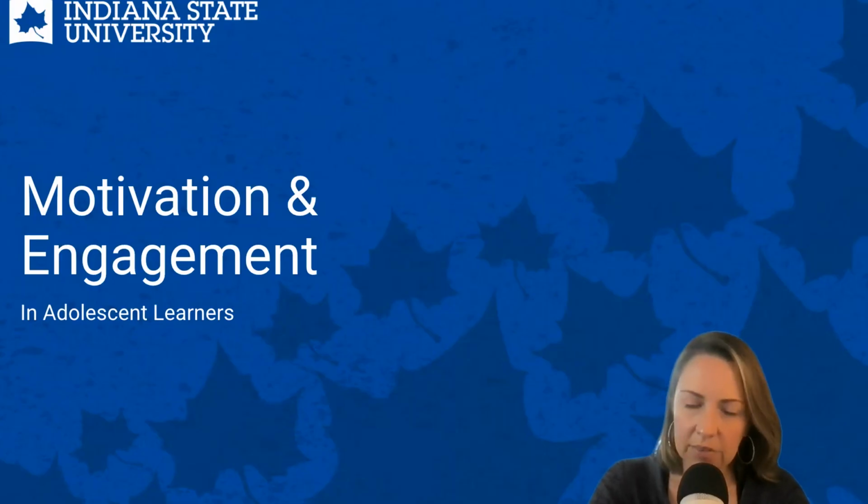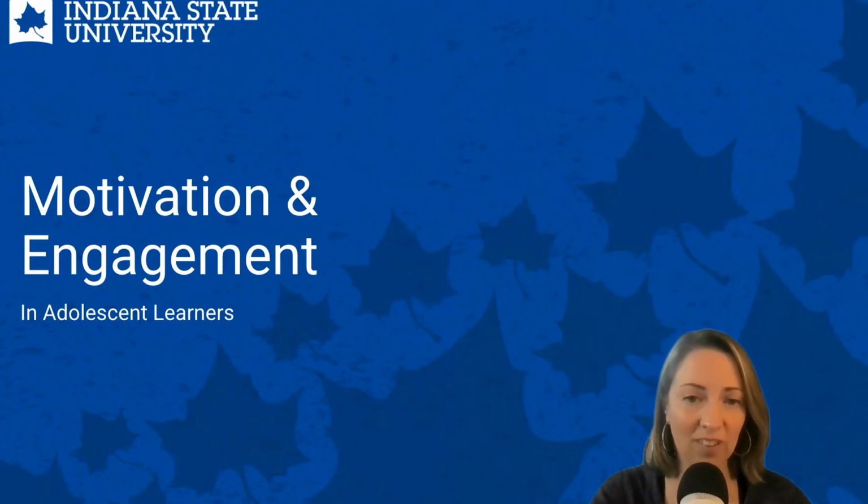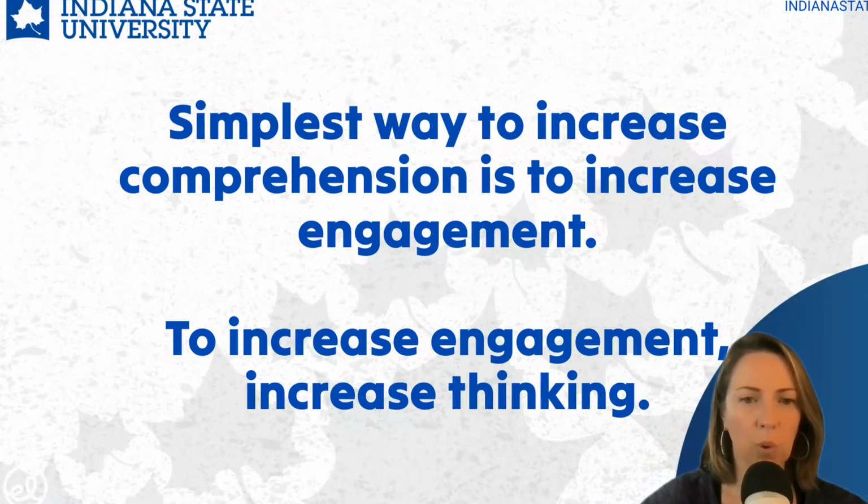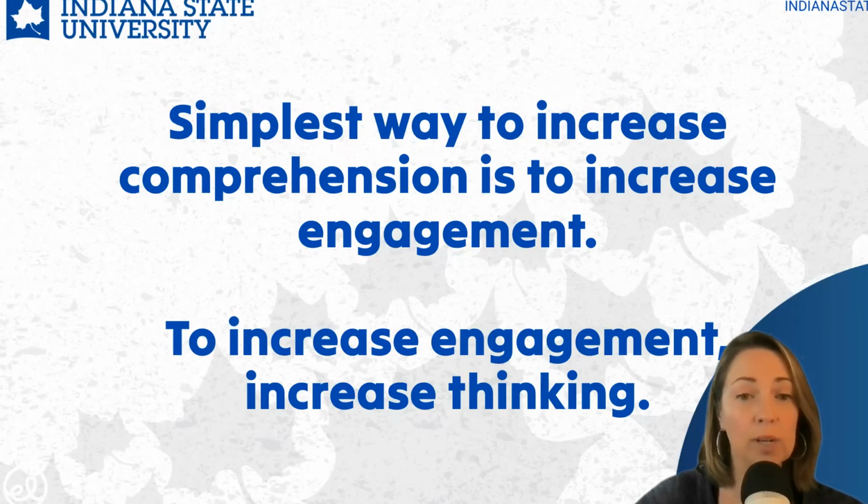Our last topic of discussion for session 2 is about motivation and engagement, which can be very difficult with struggling adolescent learners. But the simplest way to increase comprehension is to increase engagement. And to increase engagement, we need to increase thinking. Well, what do I mean by that?